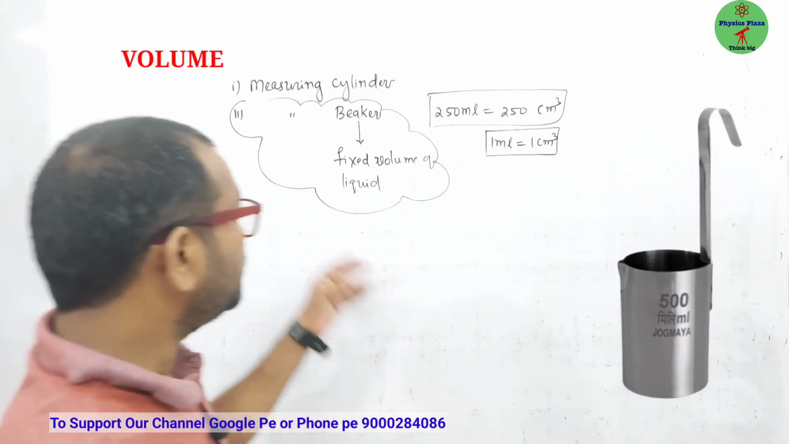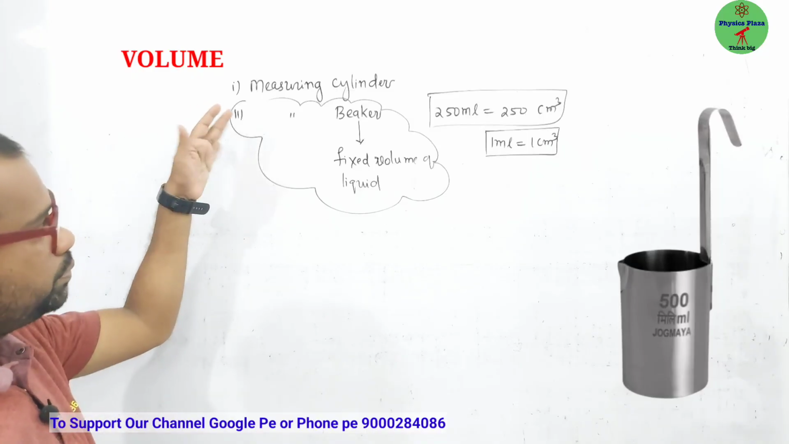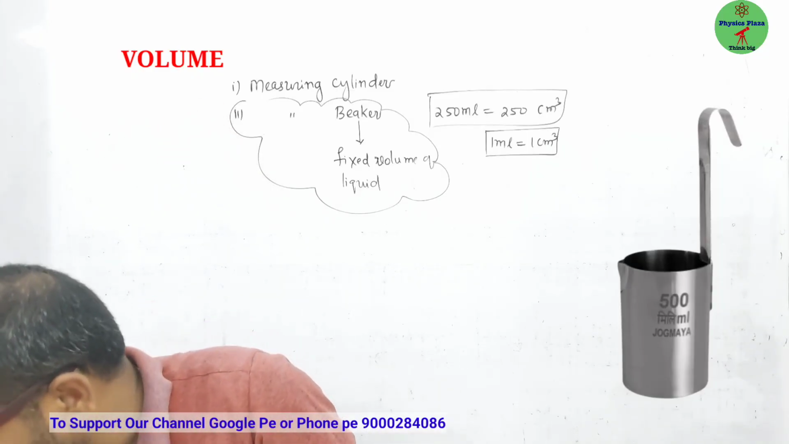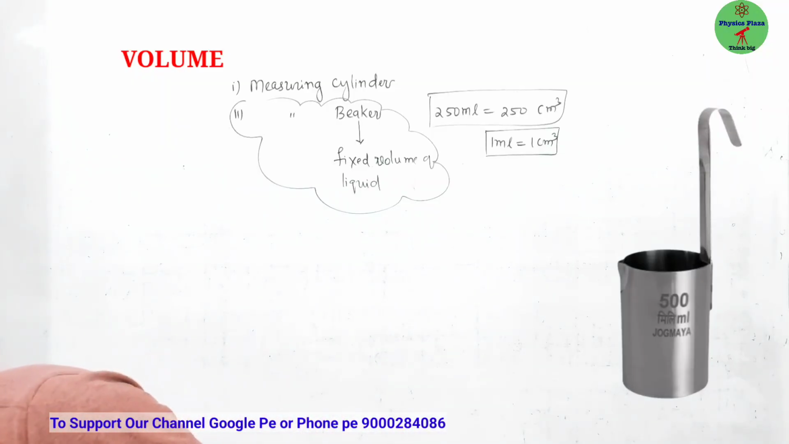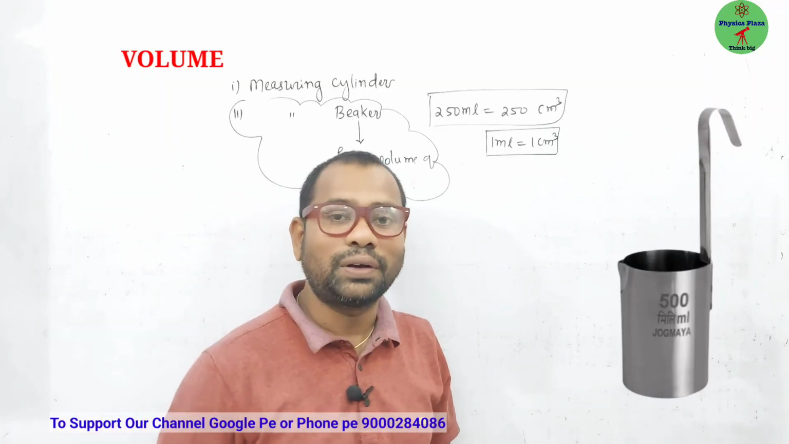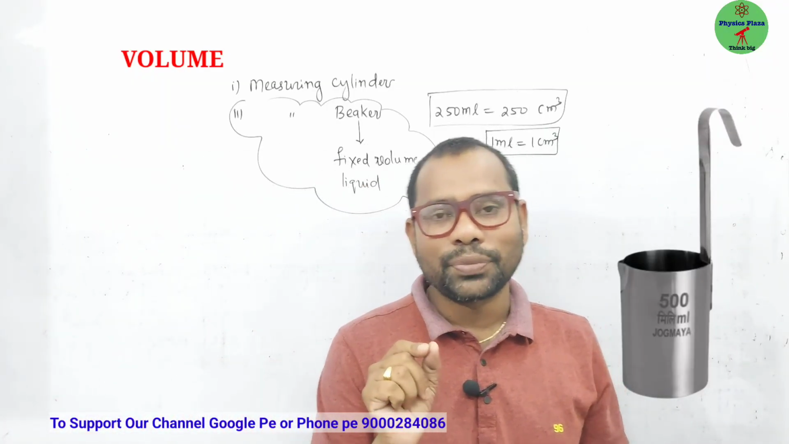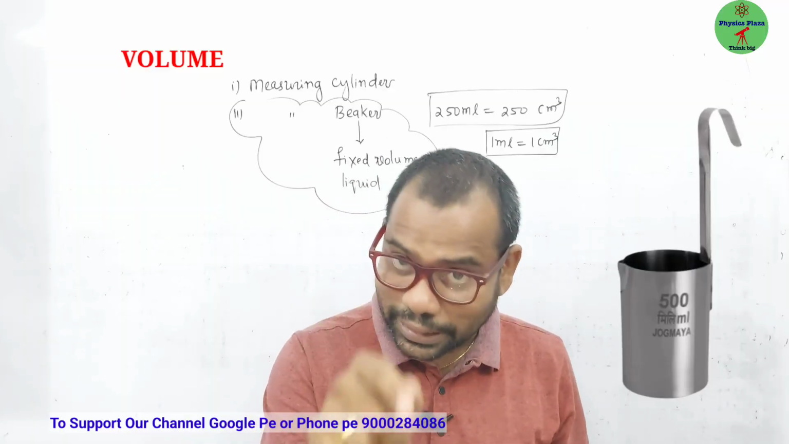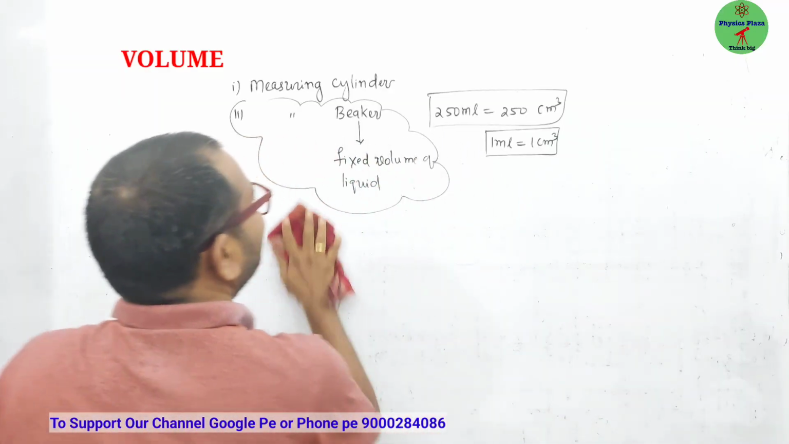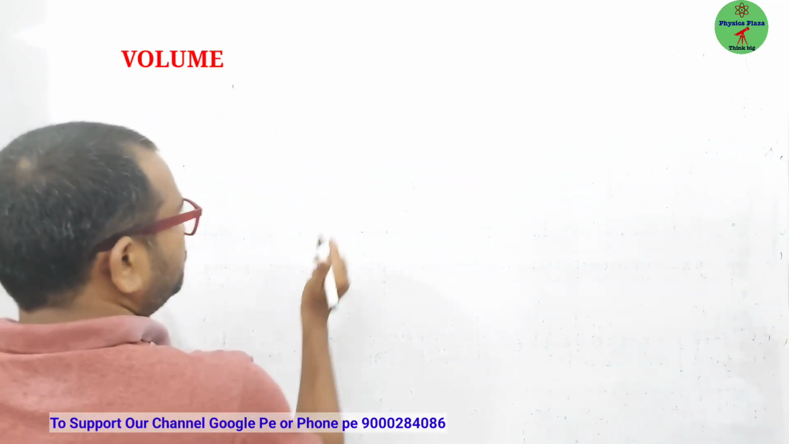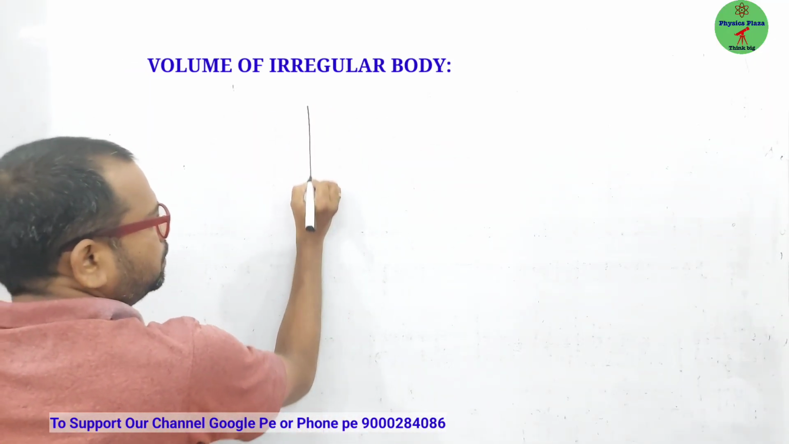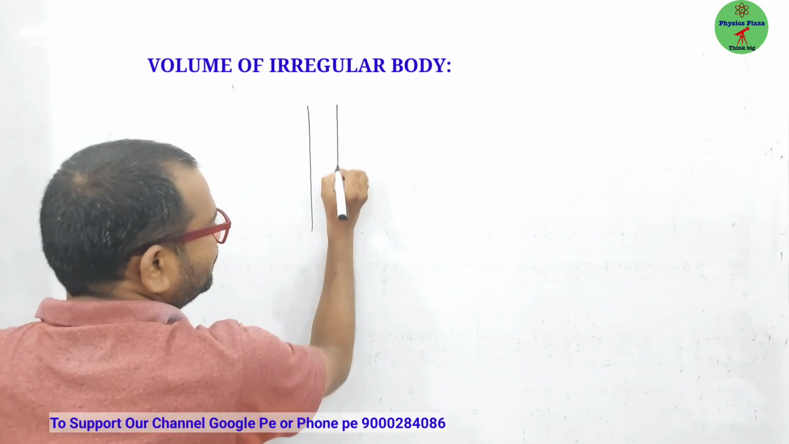Okay, fine. So children, these are the measuring cylinders, and as I told you, it is a measuring cylinder. Now why is it important for us? Of course, if you want to calculate the volume of an irregular body, the measuring cylinder is important. How? Let me tell you. Suppose, children, here is a measuring cylinder. I am making a rough diagram.